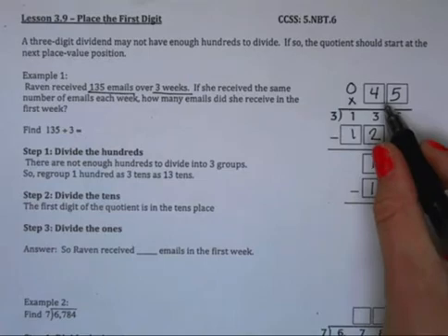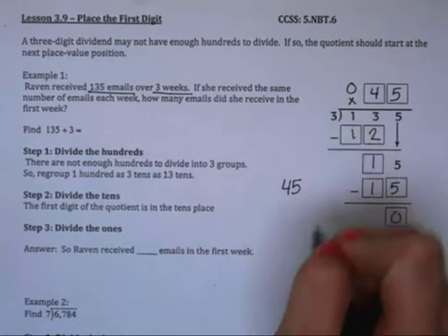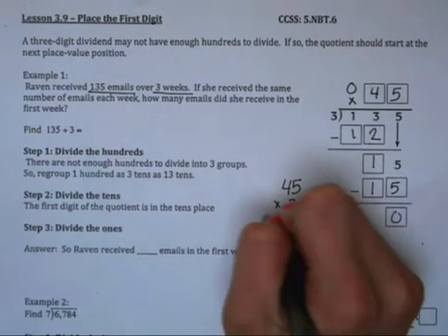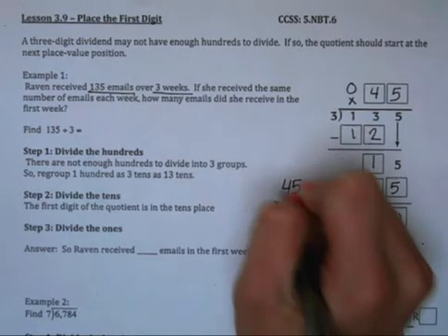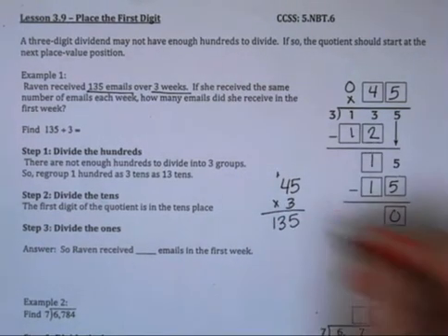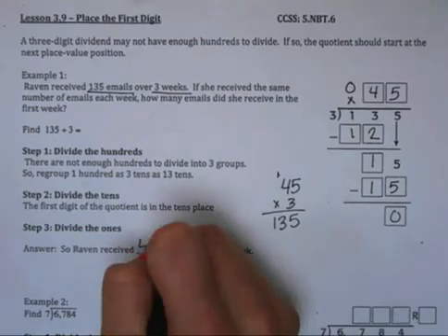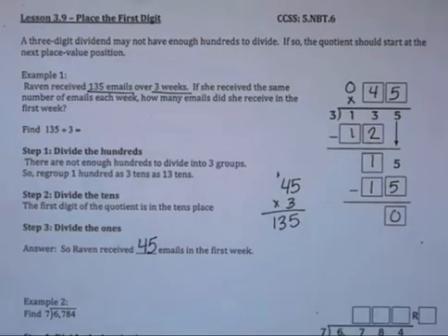So we have 45. Our next step is to check our answer using multiplication. 45 times 3. 3 times 5 is 15, carry the 1, 3 times 4 is 12, plus 1 is 13. We know that we did our answer correctly, so Raven received 45 emails in the first week. Let's go ahead and move on to example 2.